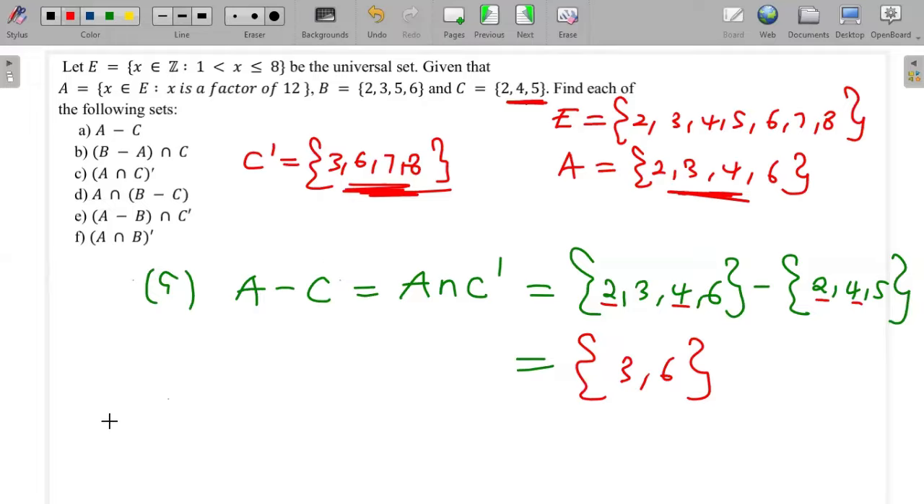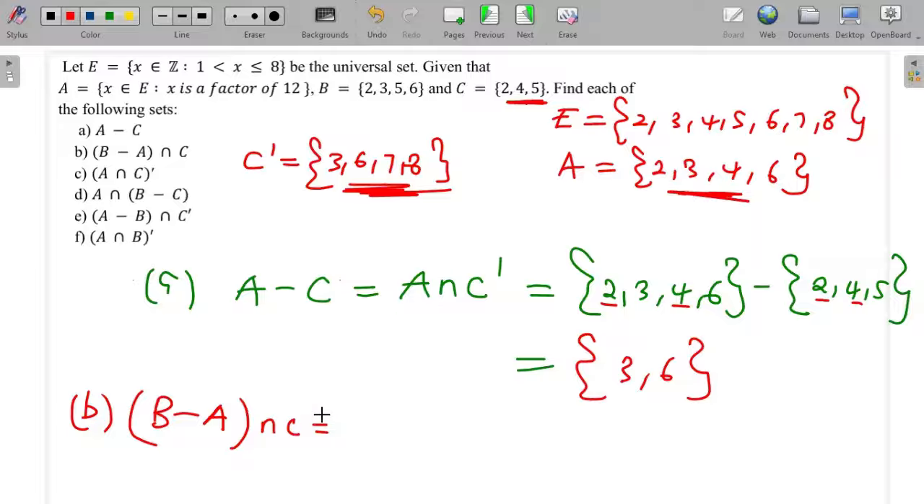Let's forget about it. For B, they're saying B minus A, and then intersection C. Here I'm going to use this approach because it's simpler. In this case, they've said B minus A, meaning that the common elements between B and A, I should remove them from the first set, which is B.